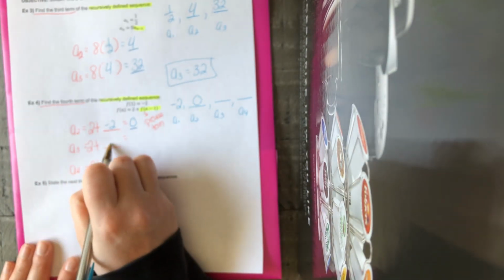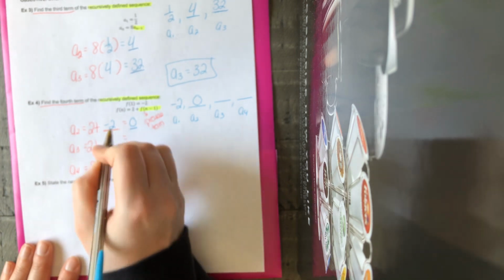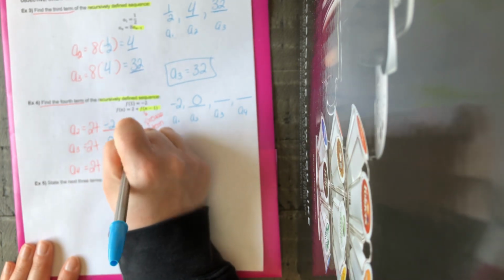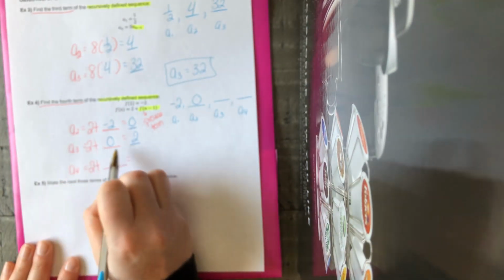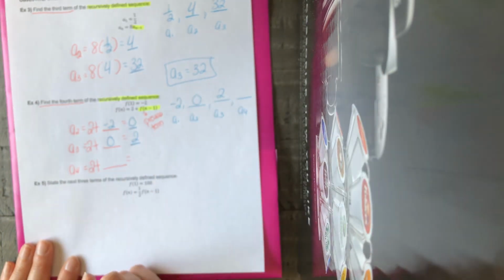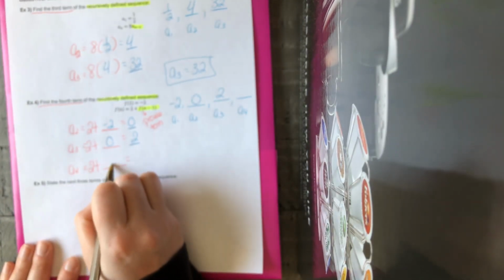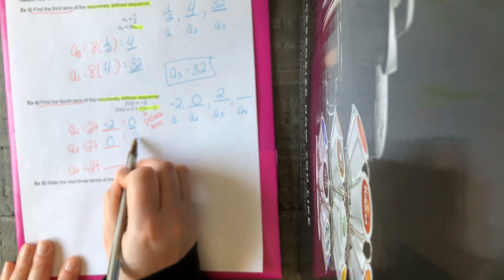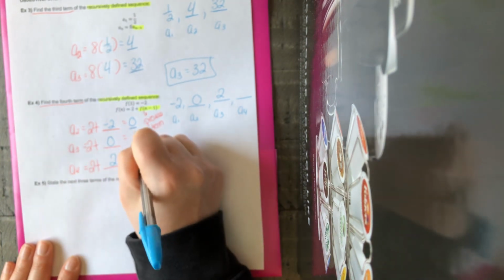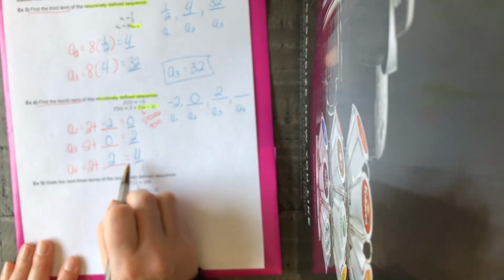2 plus my last answer, which was 0. 2 plus 0 is 2. So my third term is 2. And again, 2 plus my last answer was 2. 2 plus 2 is 4. So my fourth answer is 4.